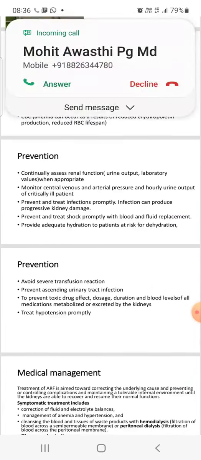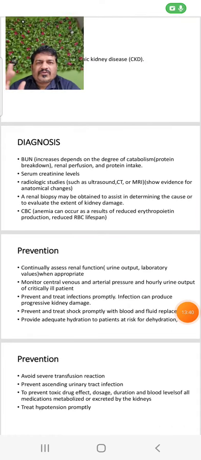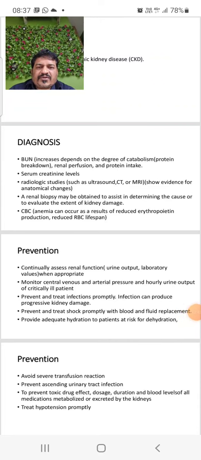Prevention. How will you prevent... so sorry for the interruption.